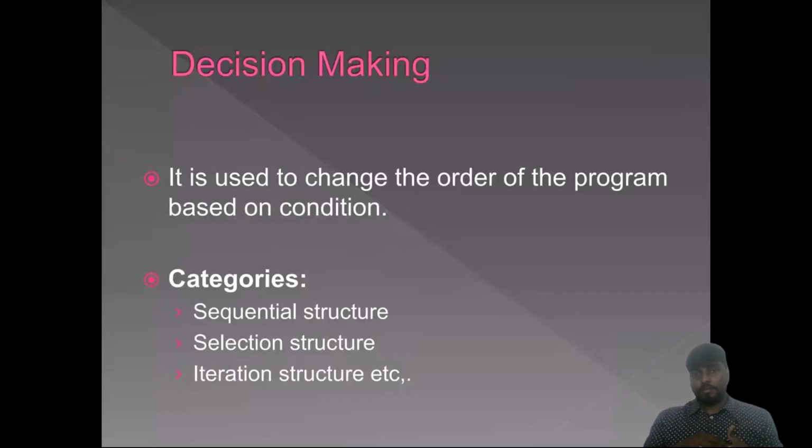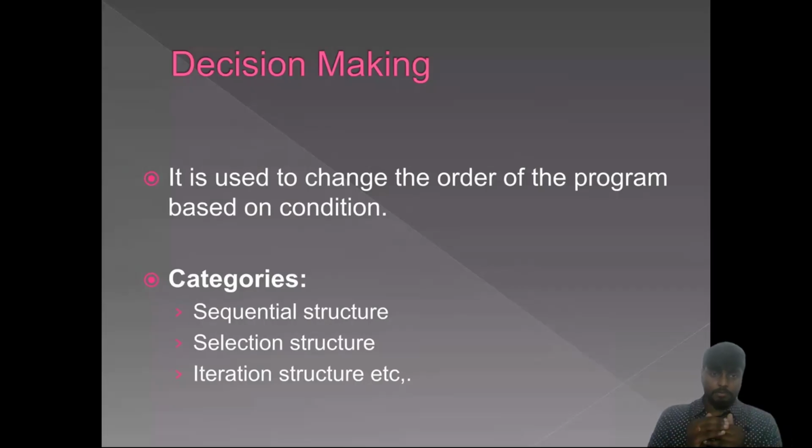Decision making is used to change the order of a program based on a condition. Actually, the program goes in a sequential form, like step 1, step 2, step 3. To change the order of the program execution, we use decision making. What will decision making statements do? Decision making will take the decision at a particular step and it will jump from that particular step to another step.